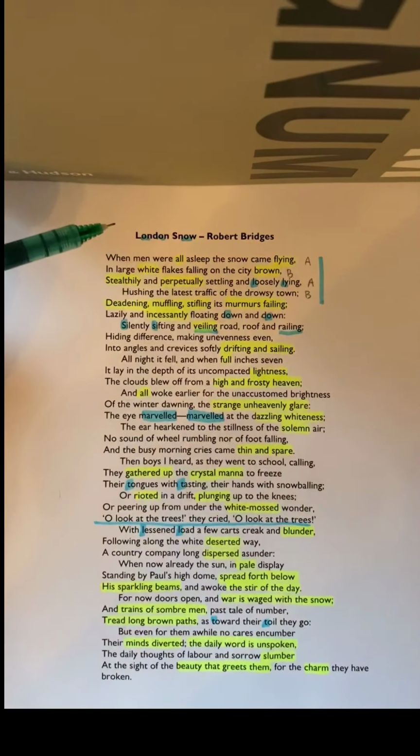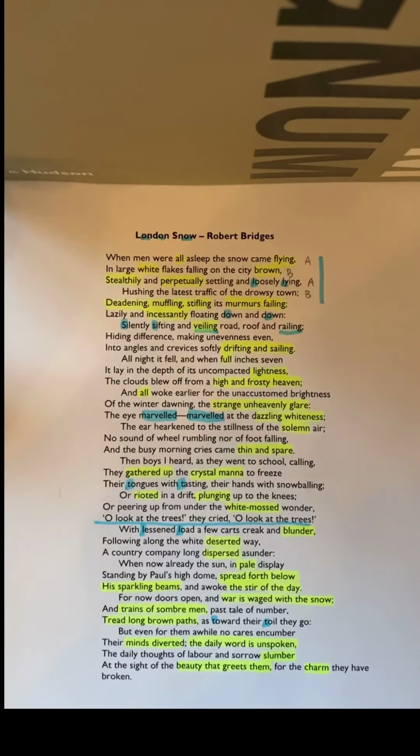So we've got in blue structural points that we could talk about, and in yellow I've highlighted some of the key language moments in the poem, and I'm going to talk through all of that. Obviously these aren't the only things you can talk about, and there are many other things that could be said about this poem. It's quite a long poem, but let's start with the title.